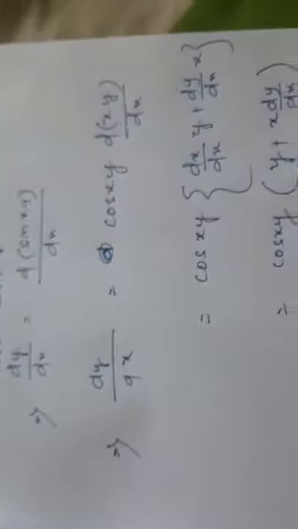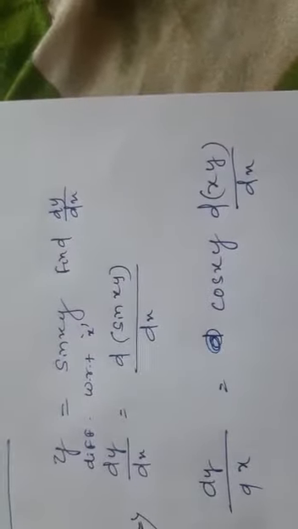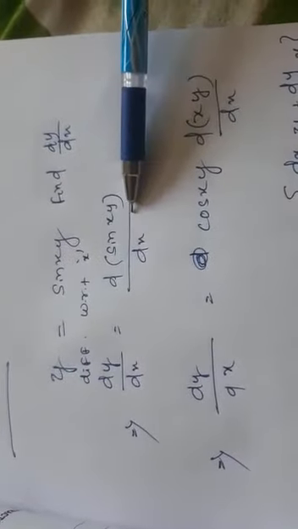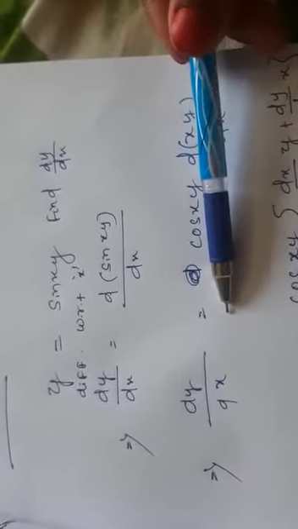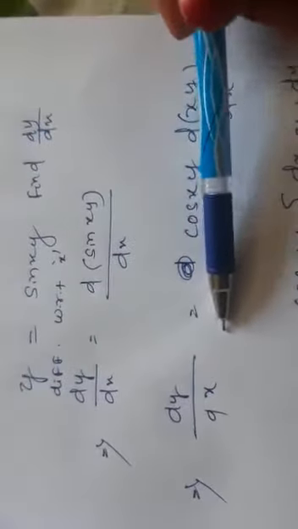Now let's consider the second example. Here y is equal to sin xy. Differentiation with respect to x on both sides. Dy by dx on the left, and the derivative of sin xy with respect to x on the right. For dy by dx, as we require this term, we are not going to multiply and divide with dy. So dy by dx is required.